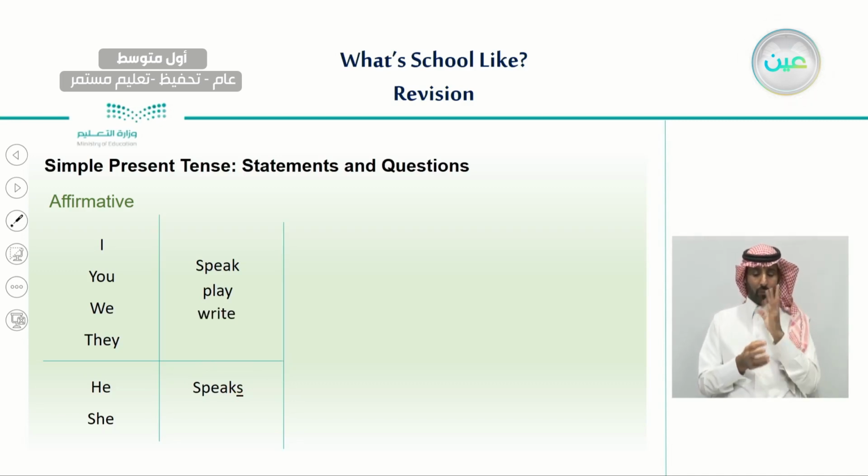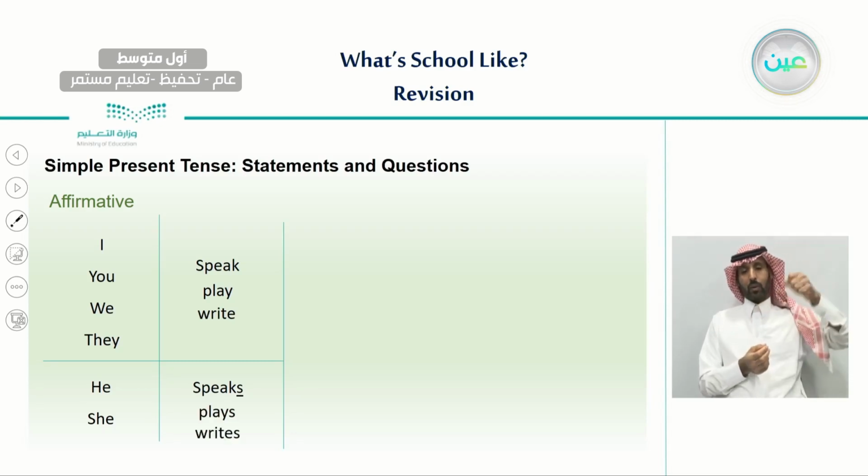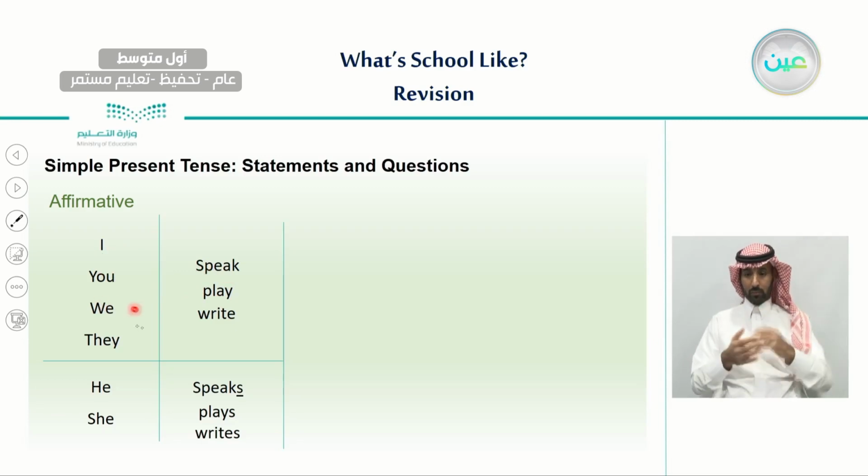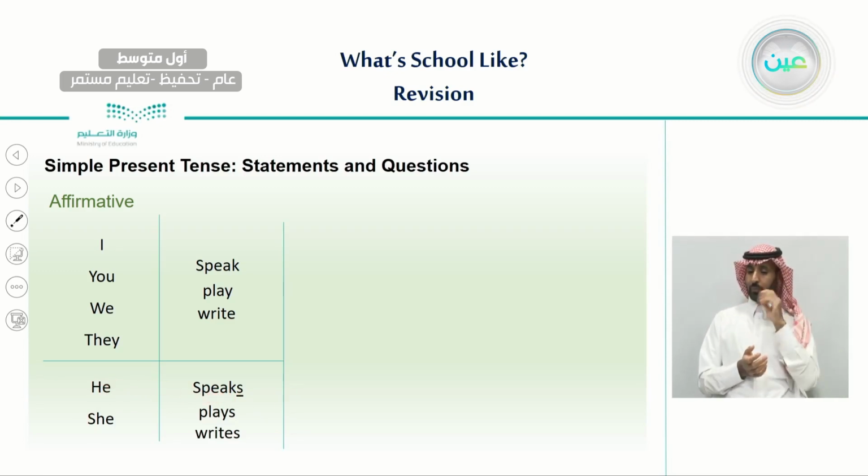For example, verbs like speak, play, write, we use them as they are. We said, for example, I speak English. You play football. We write homework. So here, with those subject pronouns, we use the verb without making any changes. But when we use the third singular pronoun, he or she, in this case, we add s to the verb. For example, we would say, he speaks English. She plays football. He writes homework.